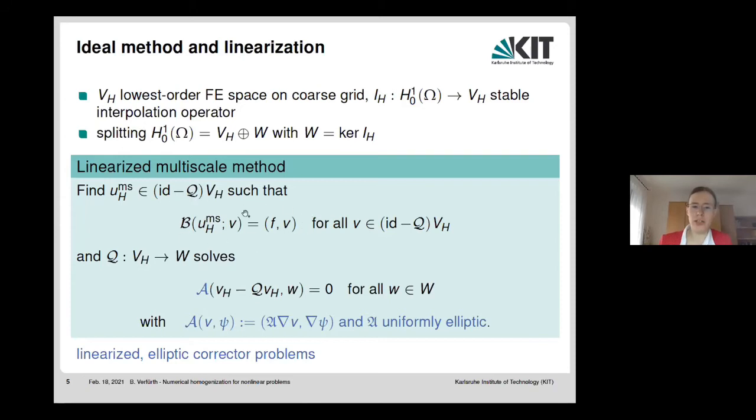So the nonlinear coarse scale problem has only a changed test and ansatz space. It's still a finite element space minus some corrections. These corrections still map from VH to W, but now they solve linearized elliptic corrector problems. Namely, this correction operator Q is a projection onto W with respect to a bilinear form calligraphic A that is written out here. So this is a typical elliptic bilinear form.